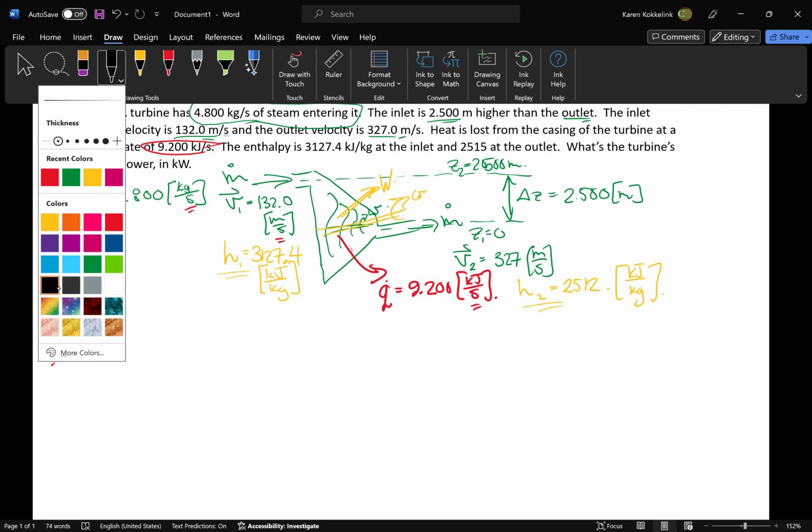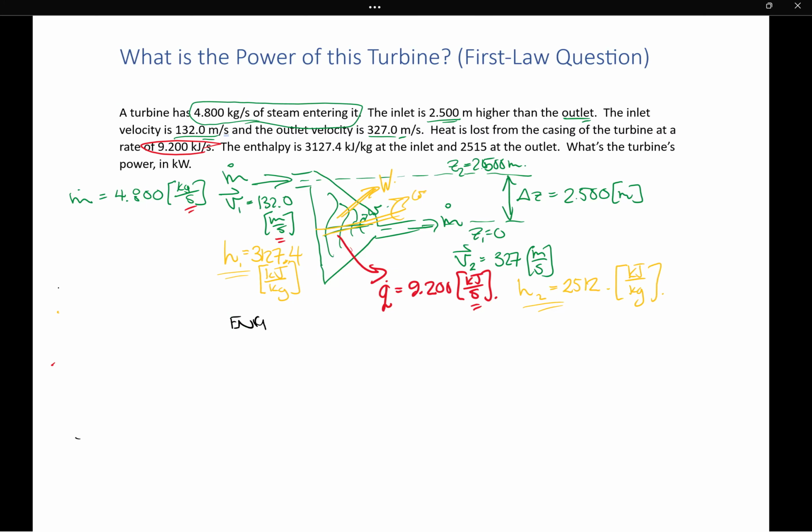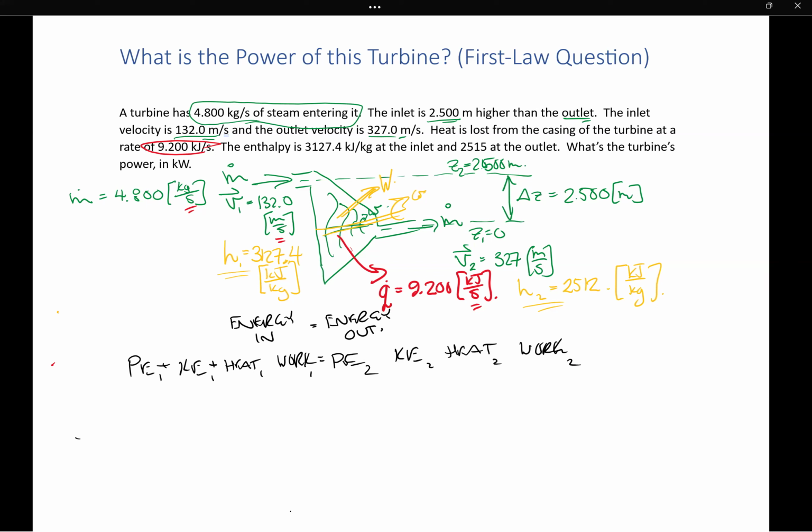Okay, so now I'm going to solve this problem by doing a first law energy balance: energy in equals energy out. The types of energy that we have are potential energy, kinetic energy, heat, and work, on either side. I like writing it like this so that you can see that it's the same thing on either side. That's our first law energy balance, and that's going to work for every single system.